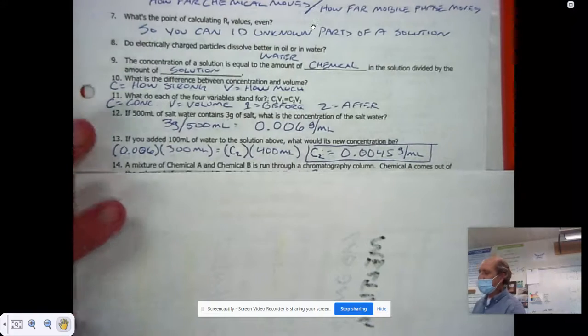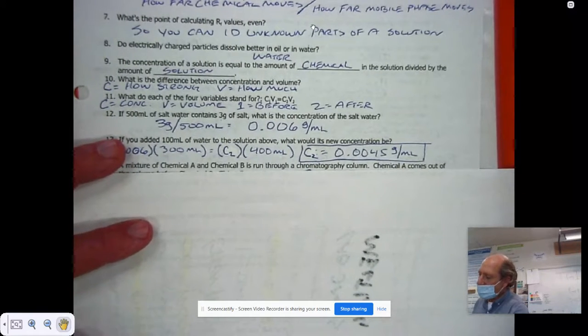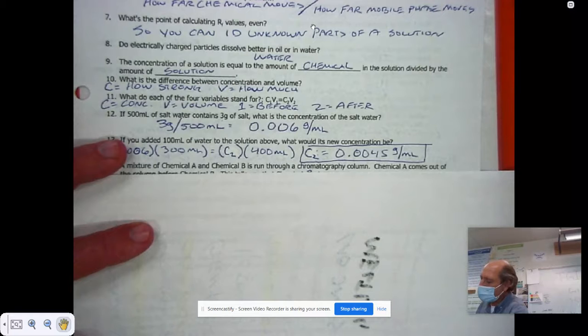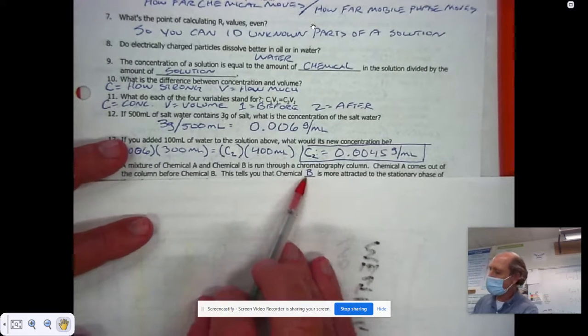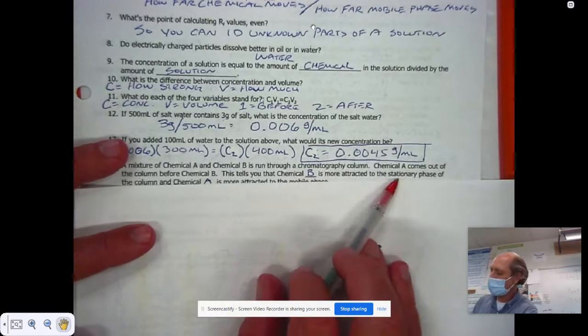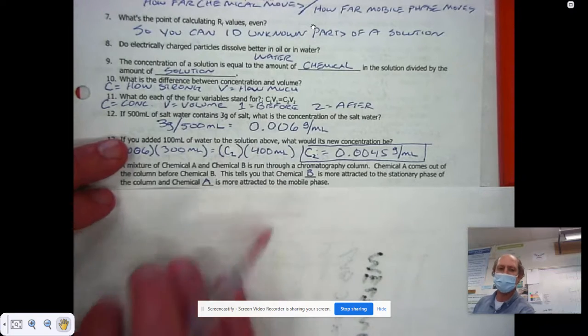A mixture of chemical A and B is run through a chromatography column. Chemical A comes out of the column first. That tells you that chemical B is more attracted to the stationary phase in the column, and chemical A is more attracted to the mobile phase because A came out with the mobile phase first.